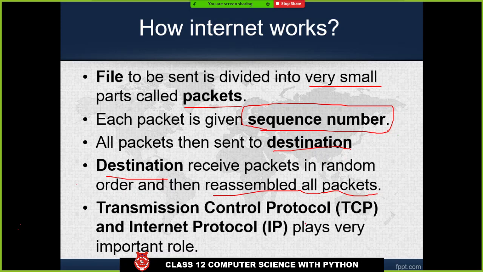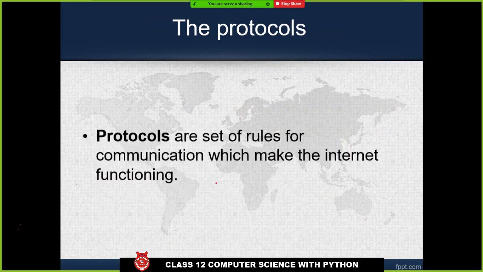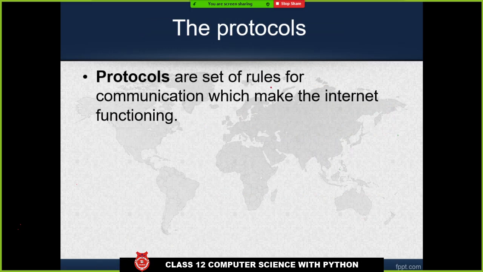Then your file will be displayed for the person receiving it. In order to do this, we usually use TCP, which is transmission control protocol. I think we are going to learn all these things in detail, and also internet protocol, IP. All right, so what is a protocol? Protocol means the rules for communication. There are some common rules for communicating on the internet, for the machine, not for the person.